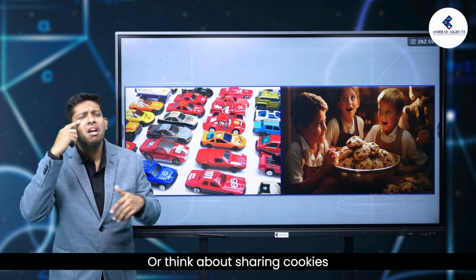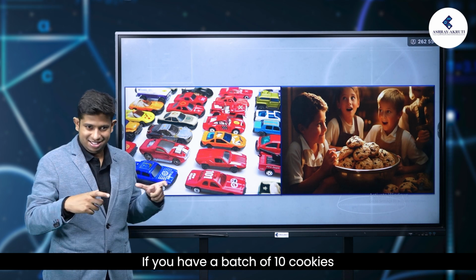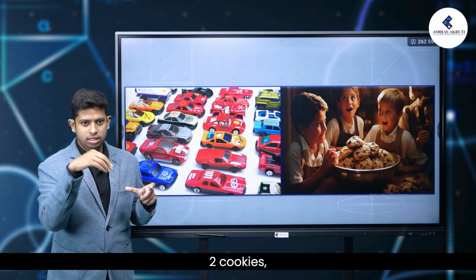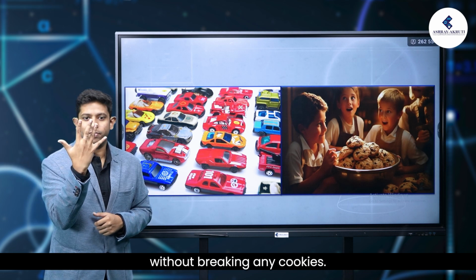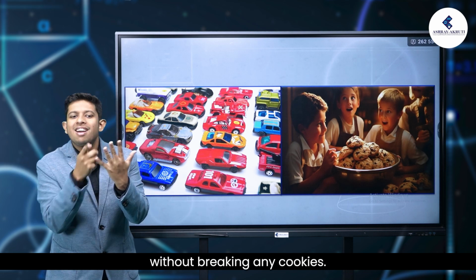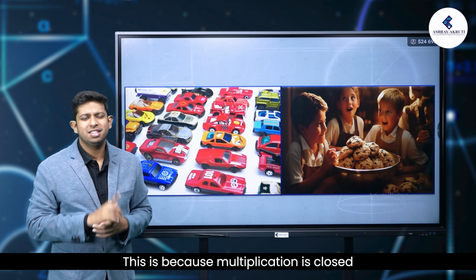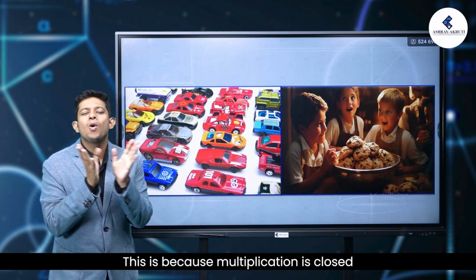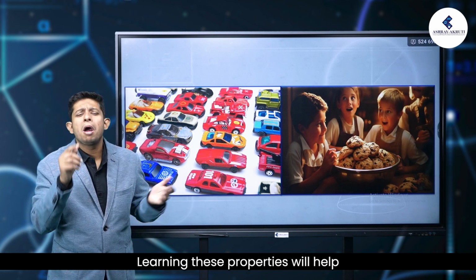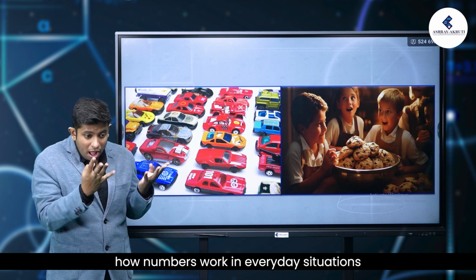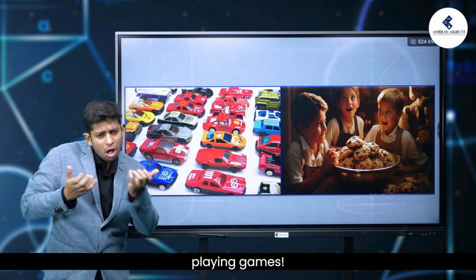Or think about sharing cookies with your friends. If you have a batch of 10 cookies and you give each friend 2 cookies, you know you can share with exactly 5 friends without breaking any cookies. This is because multiplication is closed under whole numbers. Learning these properties will help you understand how numbers work in everyday situations like cooking, shopping, and even playing games.